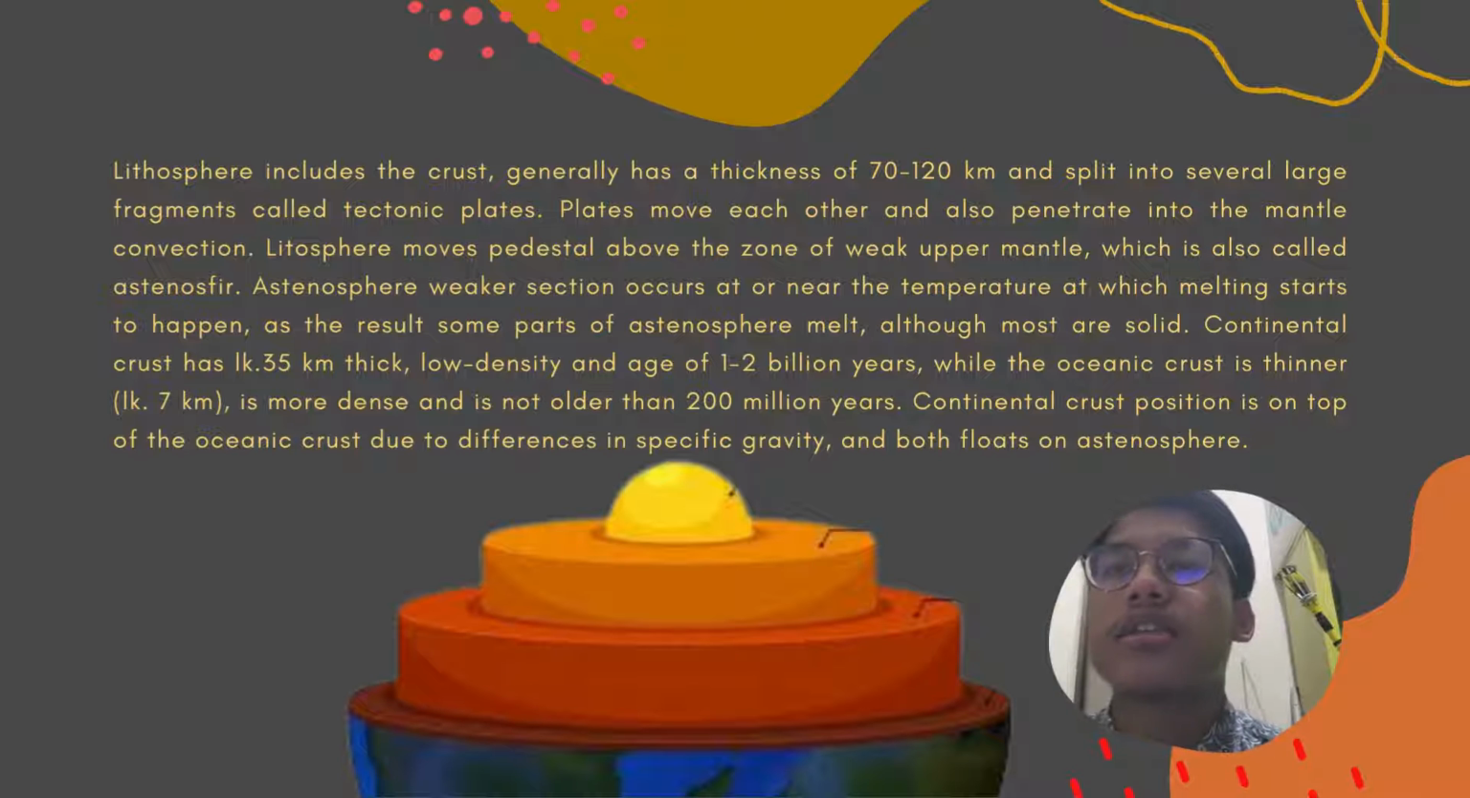Continental crust is about 35 km thick, has low density, and has an age of 1 to 2 billion years, while the oceanic crust is thinner, about 7 km, is more dense, and is not older than 200 million years. Continental crust sits on top of the oceanic crust due to the difference in specific gravity, both floating on the asthenosphere.